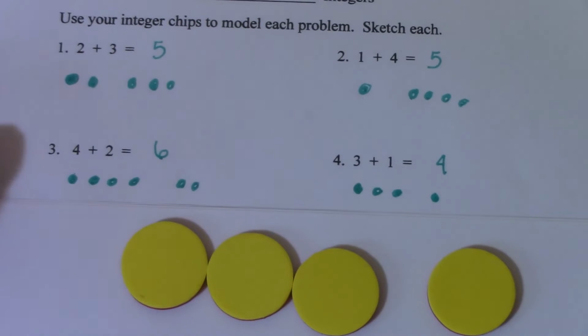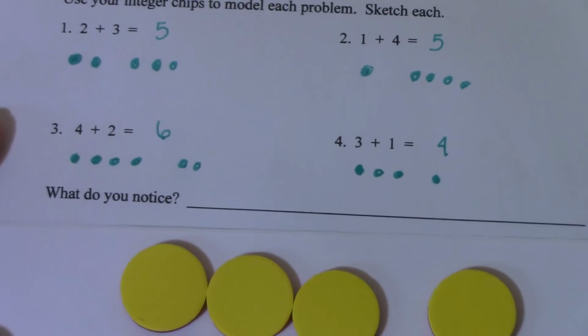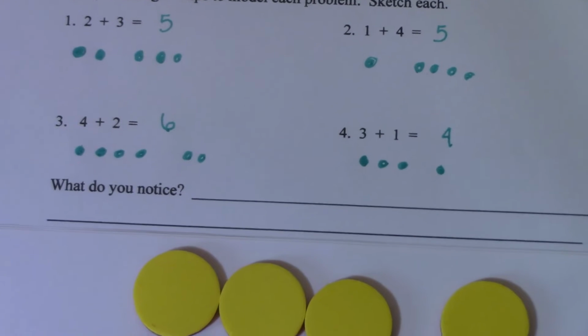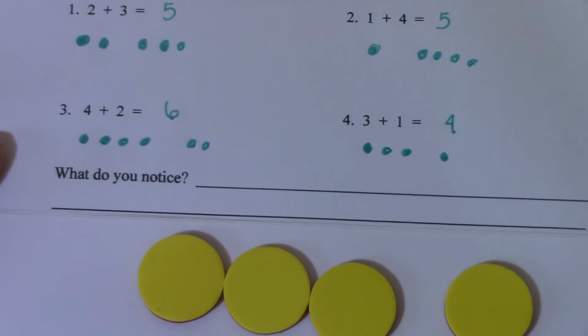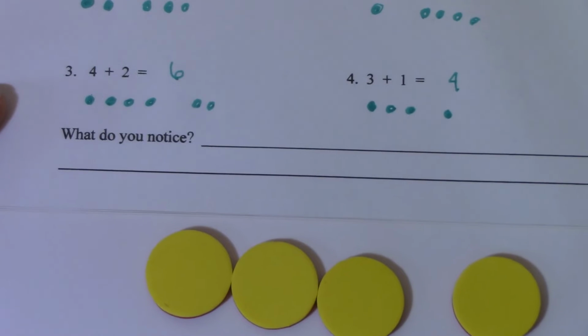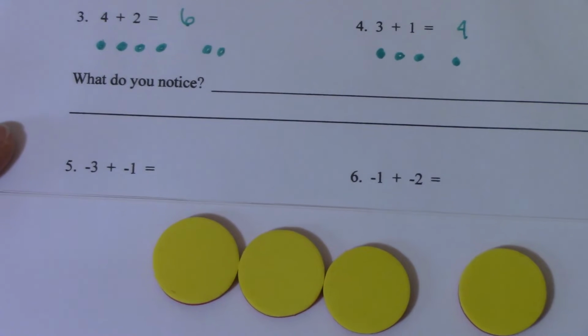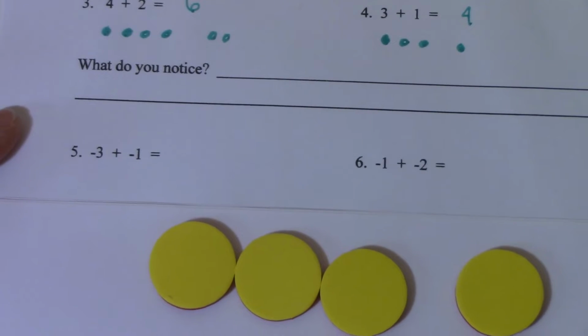So all the problems are very much alike, a positive and a positive. And what do they notice? At this point, they would probably say, well, it's just regular addition, which it is. But it's one set of problems, a positive and a positive. That's what they've done since they were very young. Now let's look at the next set of problems.